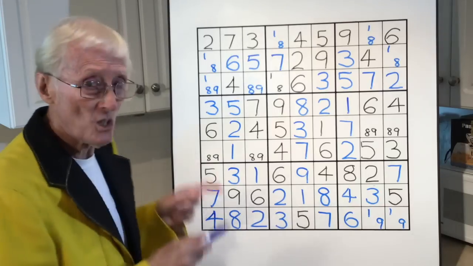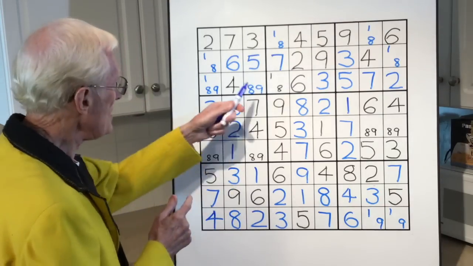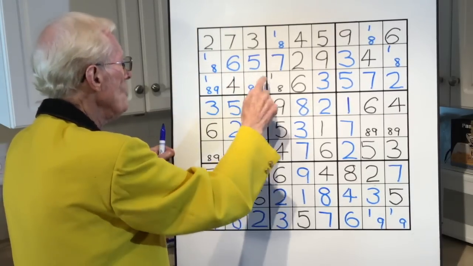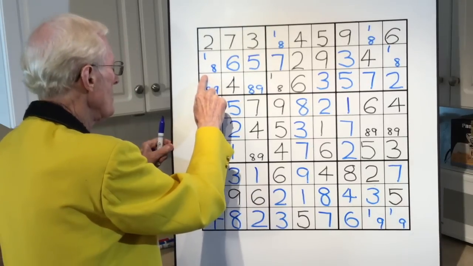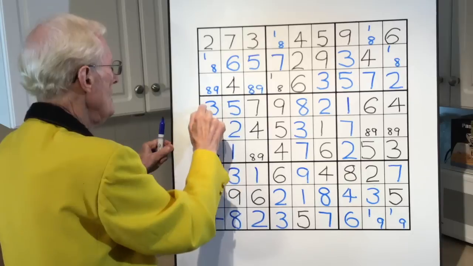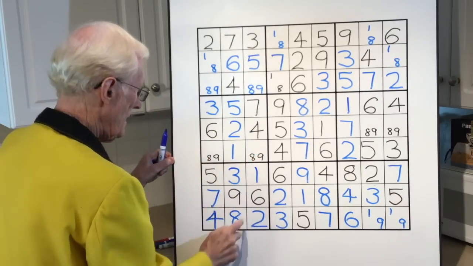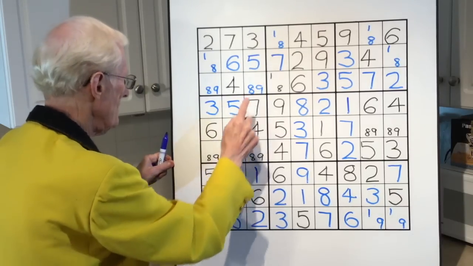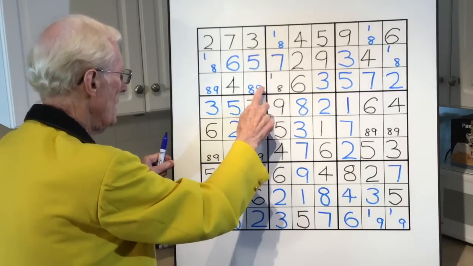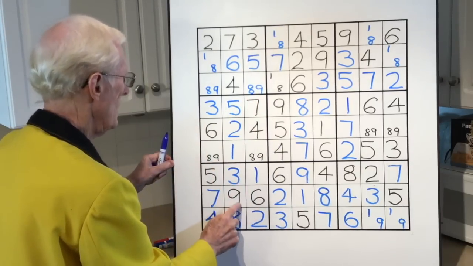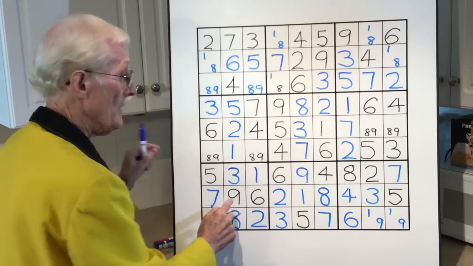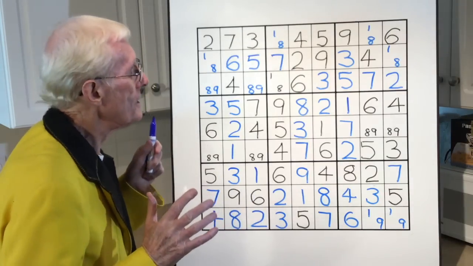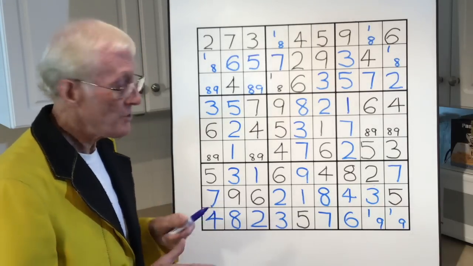So, what do we do about this? It can have two answers. If I put a 1 here, there's going to be two answers. Let me just take this off so you can see what I mean. If that 1 goes there, this is going to be an 8, 9, 8, 9. Look, you can have an 8, 8, 8, and an 8, 8, 8, or you can have a 9, 9, 9, or you can have a 9, 9, 9. Two possible answers. That's a no-no. A true Sudoku puzzle cannot have two answers.